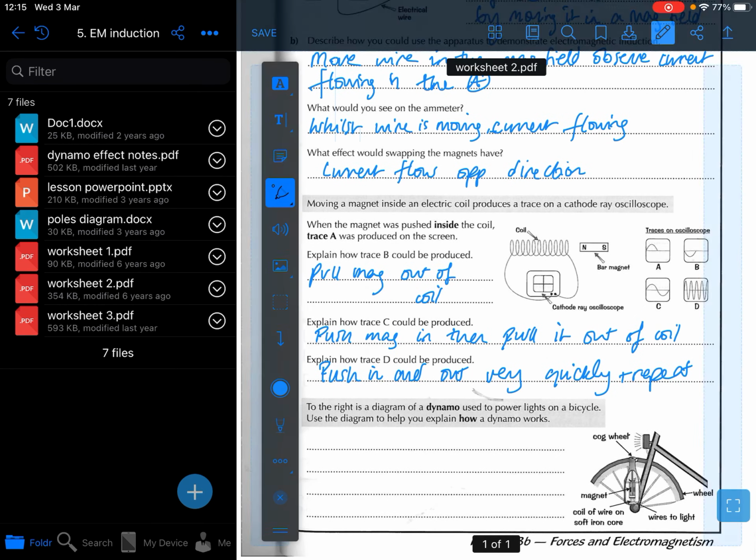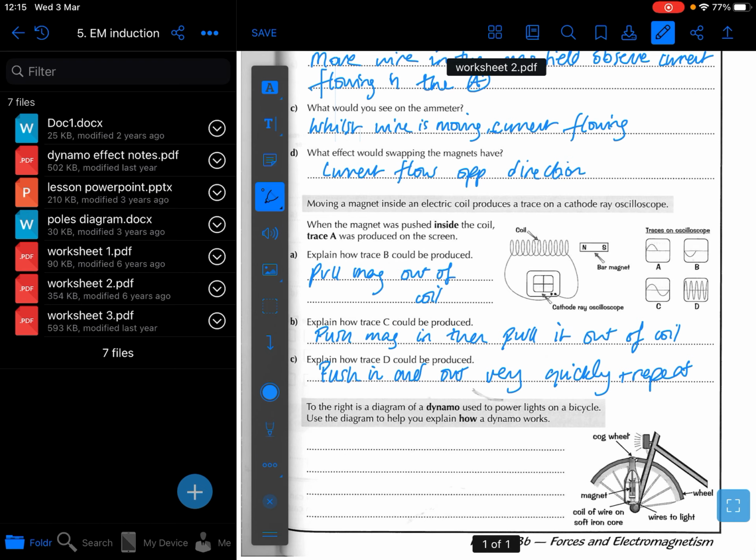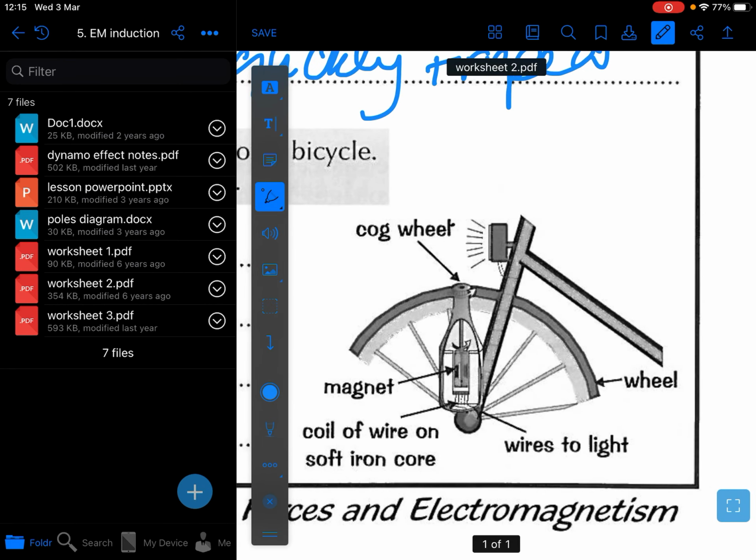Now, is this question 3? Yes. This is one you had to do a bit of research on. Use a diagram to explain how a dynamo works. Now, have a little look at this diagram. You have a magnet and a coil. Now, presumably, you want that magnet to be moving in the coil. Then you have wires to the light and the wheel.